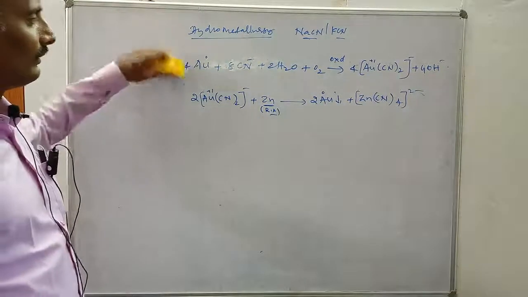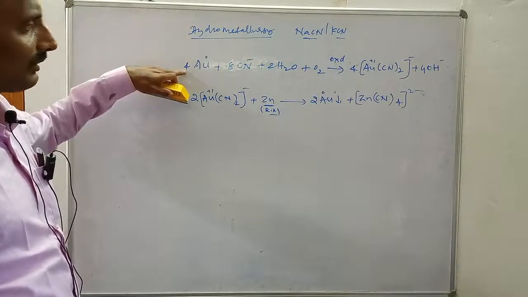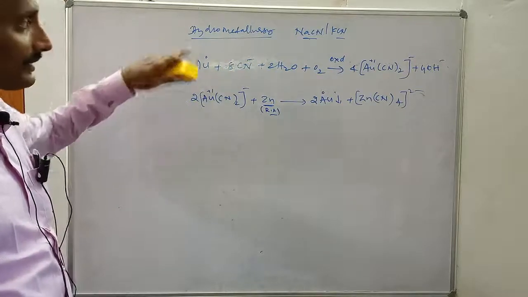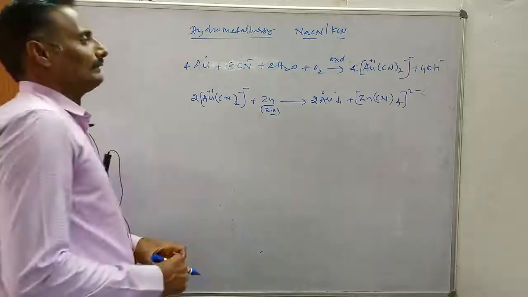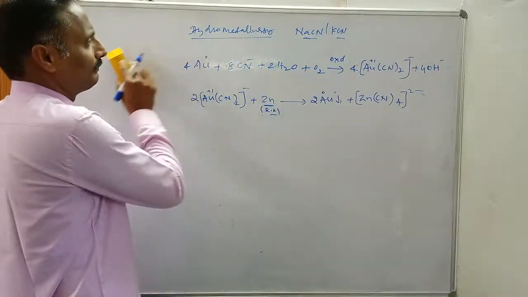This is the extraction of gold using hydrometallurgy. It is also called the MacArthur-Forrest process. These are the reactions involved in the extraction of gold.